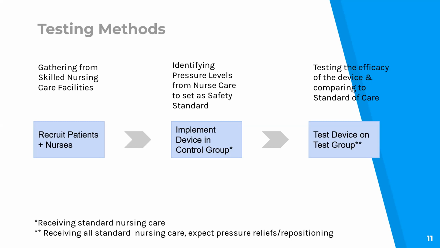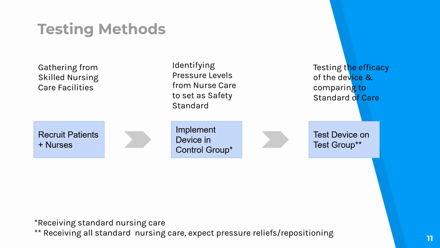For the testing methods, we hope to test the efficacy of our device and its ability to redistribute pressure. So our first step of our study would be gathering patients and nurses from a skilled nursing facility. Our next step would be to first implement our device in our control group. The reason for this is because we want to identify the pressure levels from the nursing care in order to set a safety standard for our testing group. So after we do that, we will then implement into our testing group, and this will just be testing the efficacy of the device comparing to the standard of care.